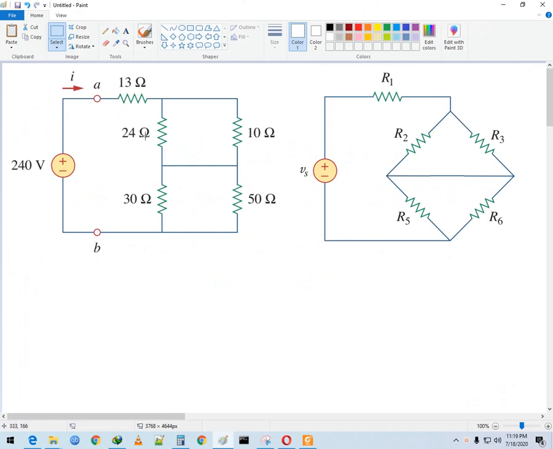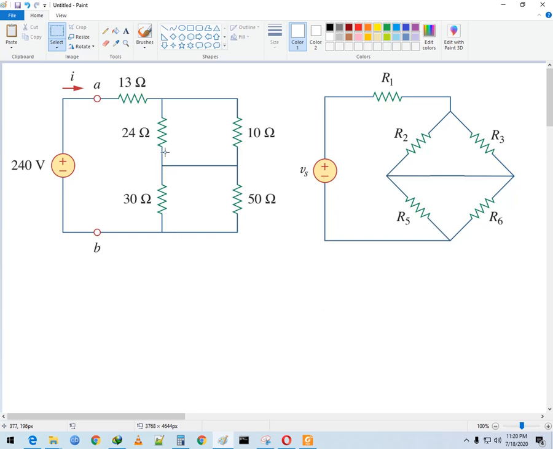For example, the left circuit and the right circuit are the two same circuits. Here the values are written generically, and here the values are given specifically. So in order to simplify this kind of circuit, for example, if we are told to find the equivalent resistance RAB, or if we want to find the current I, we need to simplify this network of resistors.